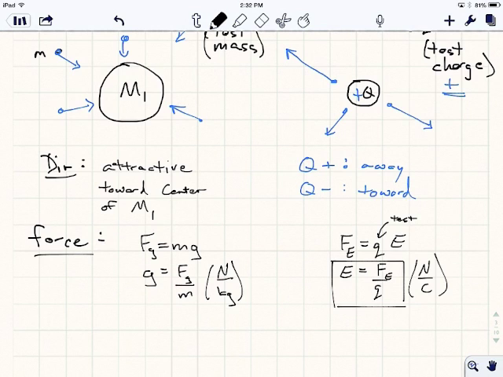Now for a spherical mass, we could calculate the gravitational field anywhere around the vicinity of that mass. We know that the gravitational force is equal to G m1 m2 over r squared.